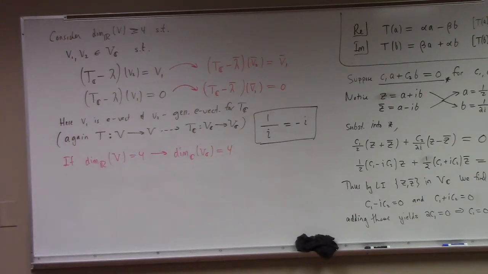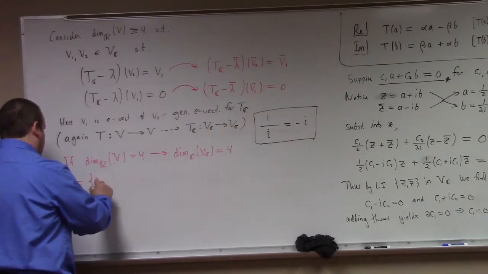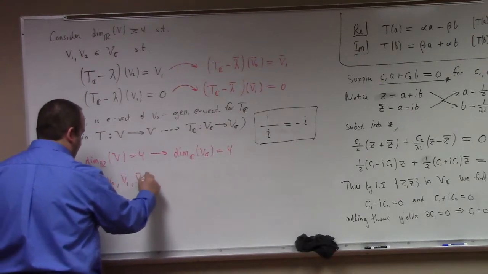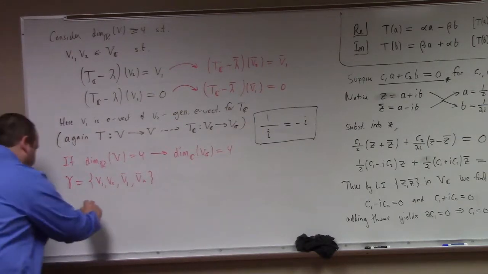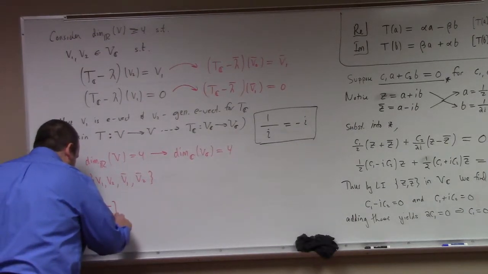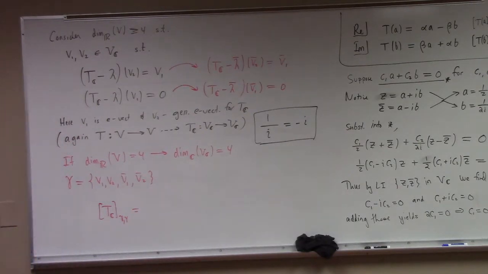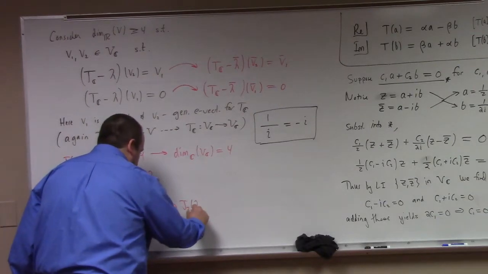And the complexification being this 4-dimensional complex vector space, if you could give a basis gamma, you could form the basis V1, V2, V bar 1, V bar 2. And by our usual Jordan form stuff, what would the matrix of T with respect to this gamma basis look like? Well, the matrix of the complexification of T, actually. It would be J2 lambda, direct sum, J2 lambda bar.